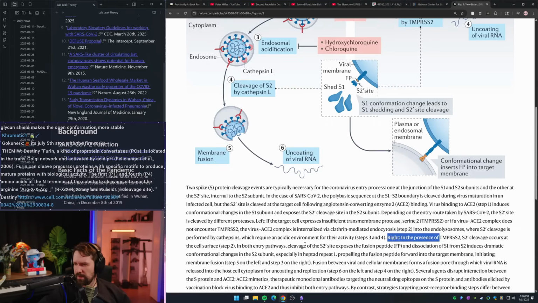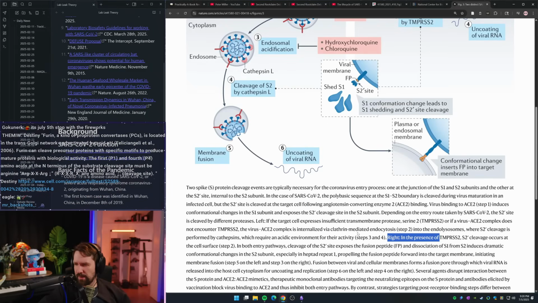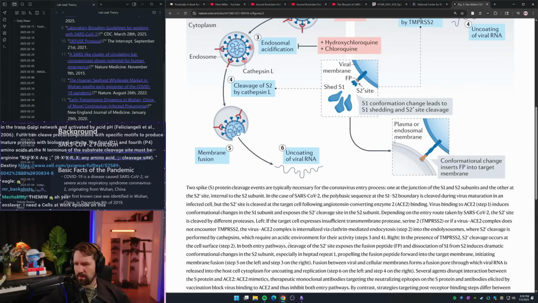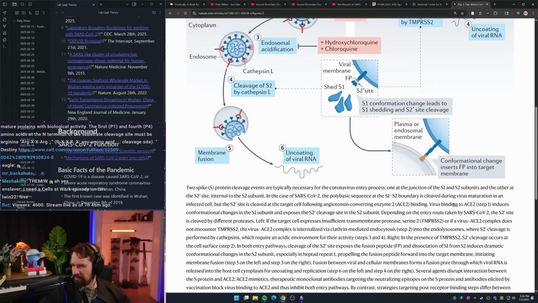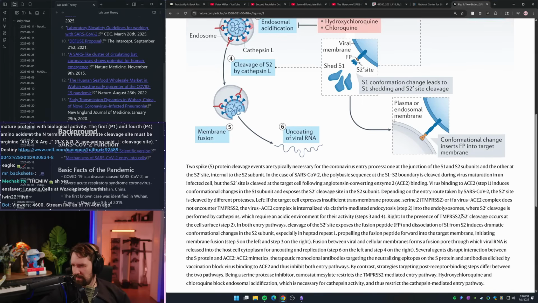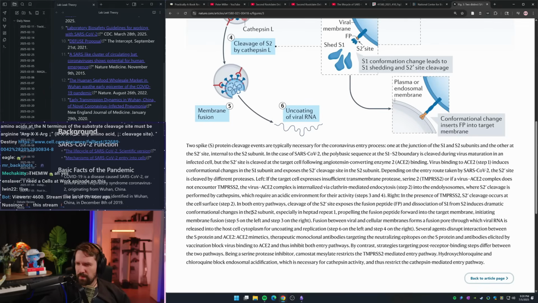In both entry pathways, cleavage of the S2 prime site exposes the fusion peptide, FP, and the dissociation of S1 from S2 induces dramatic conformational changes in the S2 subunit, especially in heptad repeat 1, propelling the fusion peptide forward into the target membrane, initiating membrane fusion between viral and cellular membranes. It forms a fusion pore through which the viral genome moves into the host cell cytoplasm for uncoating and replication.